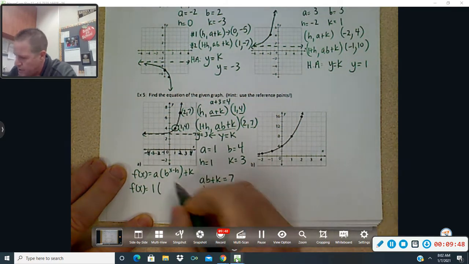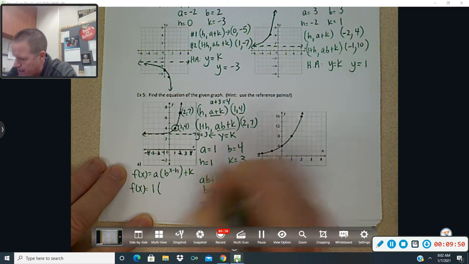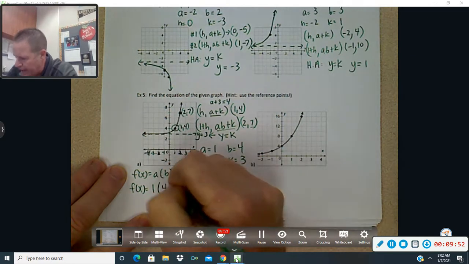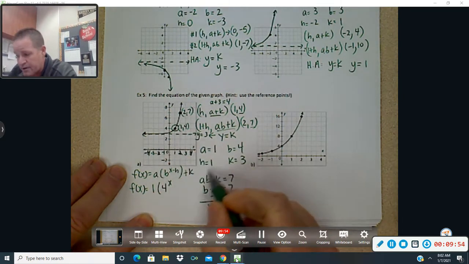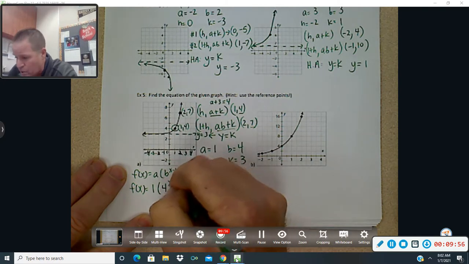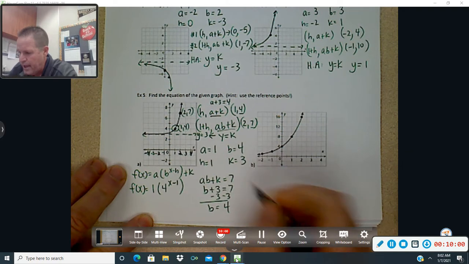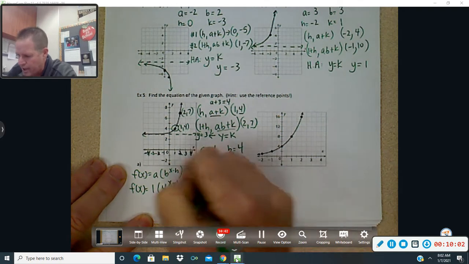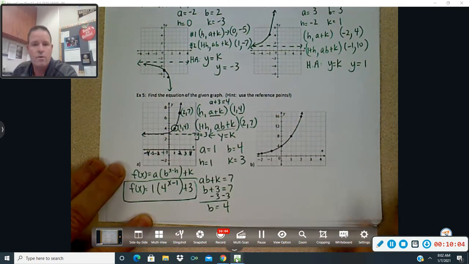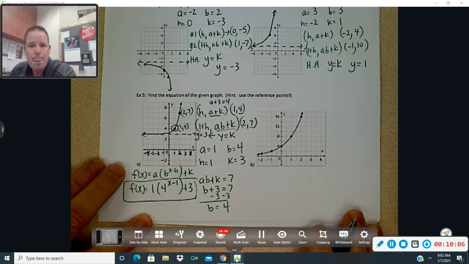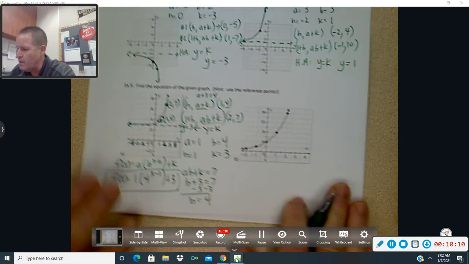1 times b, well, my b is 4, to the x. Now remember, you do opposite here, so it's not going to be x plus 1, it's going to be x minus 1, because it's a positive 1, we do the opposite. And now plus k, plus 3, and there is the equation of your graph. Okay? All right, let's try the same thing with letter B.